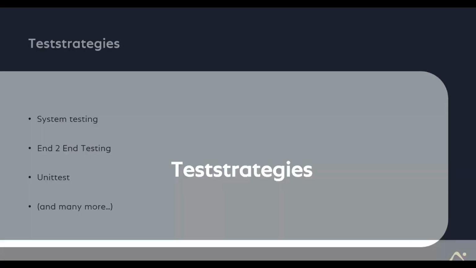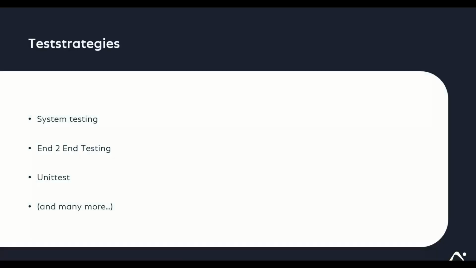So what are the test strategies we have? When we talk about Business Central, we have at least 3 different test strategies. Of course, there are more and more test strategies around the world, but I'm only talking about 3 today. We have system testing, end-to-end testing, and unit testing. Every one of these test strategies has different approaches and different advantages and disadvantages. So let's start with system testing.